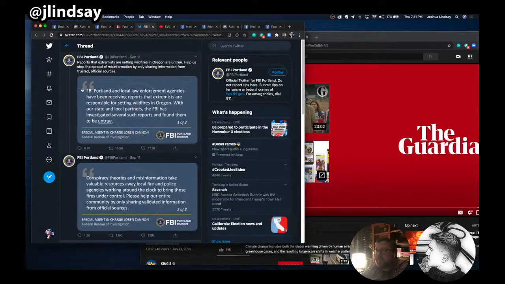Misinformation from the trusted official source. The FBI, Portland, and local law enforcement agencies have been receiving reports that extremists are responsible for setting wildfires in Oregon. With our state and local partners, the FBI has investigated several such reports and found them to be untrue.